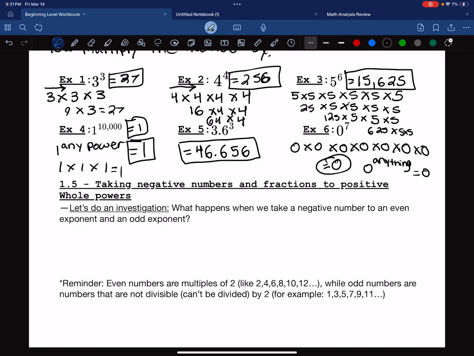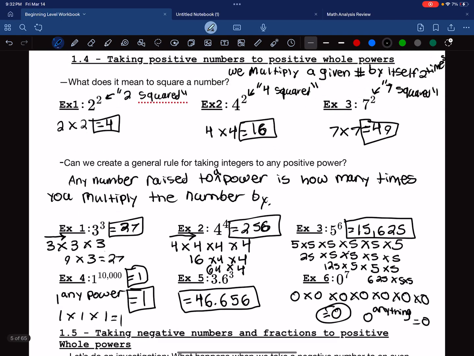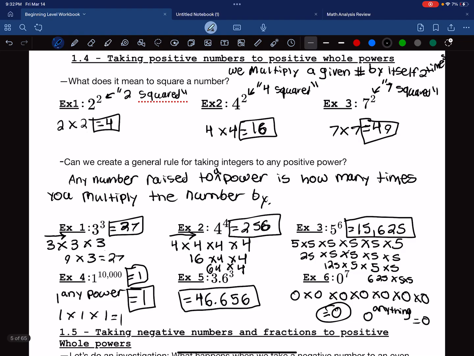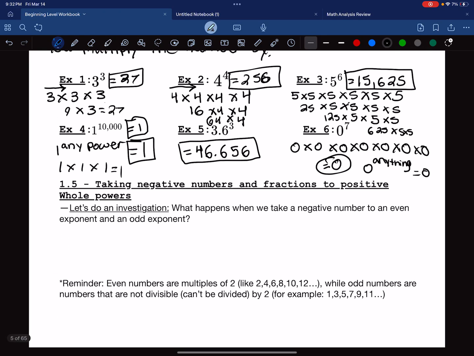Welcome to section 1.5. In this video, we are going to learn how to take negative numbers to powers. In the previous section, we looked at how to take a positive number to any power and what it means to raise a number to an exponent. Now in this section, we're going to be doing the same thing, except we are going to be focusing on negative numbers rather than positive numbers.